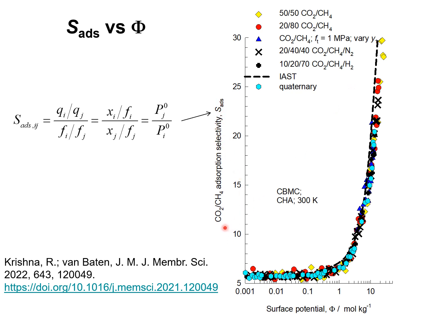The y-axis is the adsorption selectivity of CO2 with respect to CH4 in all these mixtures. And we see that the adsorption selectivity is uniquely related to the surface potential phi as plotted on the x-axis. Precisely, this is the dependence that is predicted by the IAST. The dashed lines represent calculations of the IAST theory using data on the unary isotherms. So the adsorption selectivity of CO2 with respect to methane in a variety of mixtures can be predicted on the basis of data on the unary isotherms.